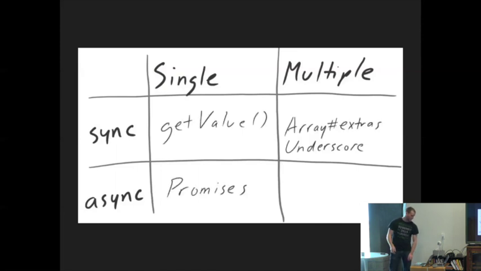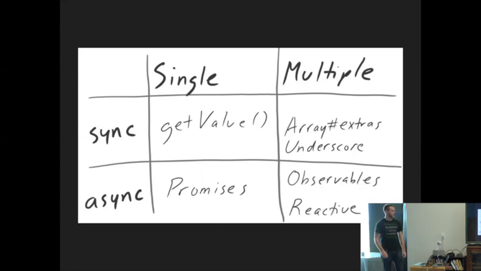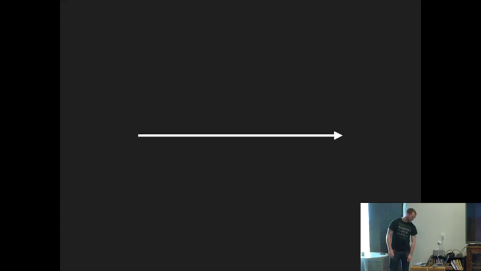This is a diagram of how you handle single and multiple values synchronously or asynchronously. We all know these things already: getting values off objects, arrays, and promises. But have you ever thought about how you handle multiple things asynchronously? Well, in reactive programming, you can use something called an observable. And that's what I'm going to explain here.